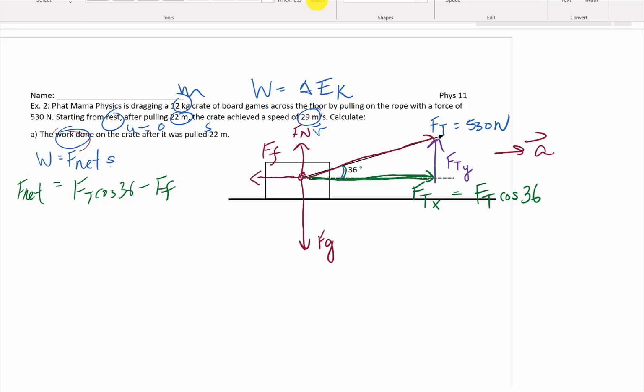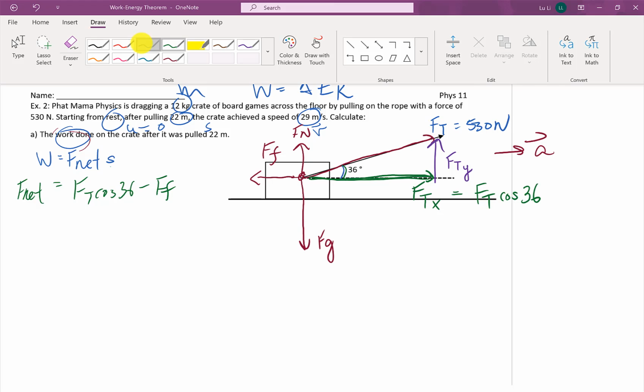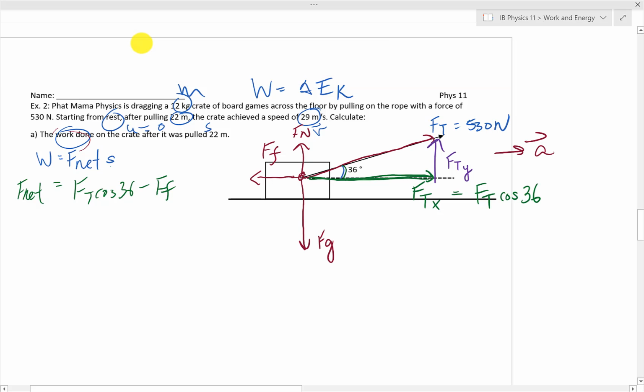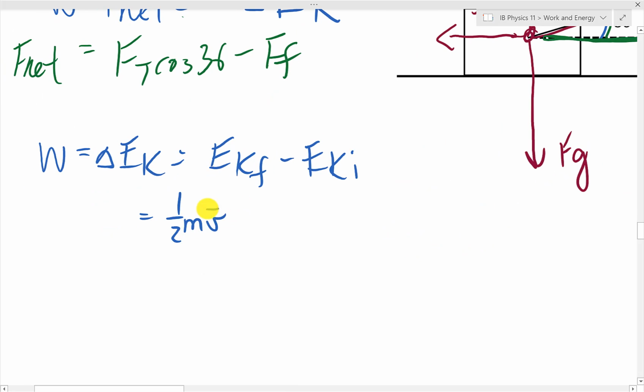For us to go ahead and calculate F net to calculate the work, we'd need the force of friction. But we do know, based on our work-energy theorem, that the work done by the net force is also equal to the object's change in kinetic energy. So let's go down here and see what the change in kinetic energy is. It's the object's final kinetic energy minus the object's initial kinetic energy. Kinetic energy is just 1/2 mv squared for whatever speed it is at that point. So let's write that down.